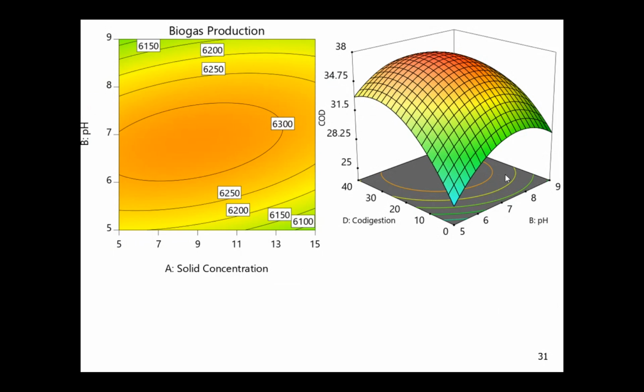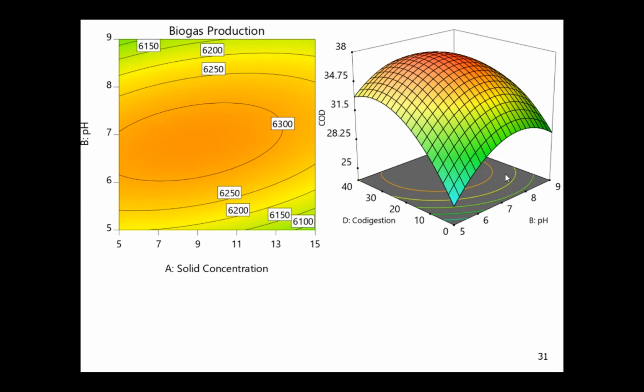Once we deviate from this, the value tends to reduce. The biogas production reduces to 6250, 6200, 6150, 6100. With lower values of pH and higher values of solid concentration, the biogas production will be lower. Or with a lower solid concentration and higher pH, the biogas production is also lower. But with a moderate value of pH and solid concentration, the biogas production is higher. So biogas production has to be maximized here.